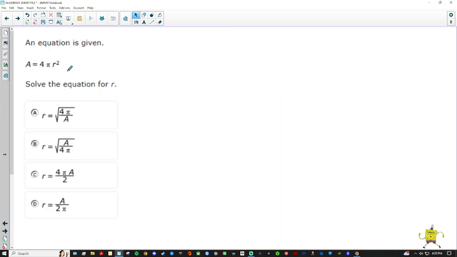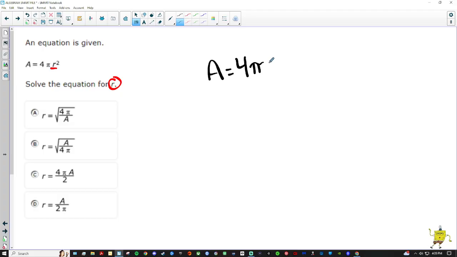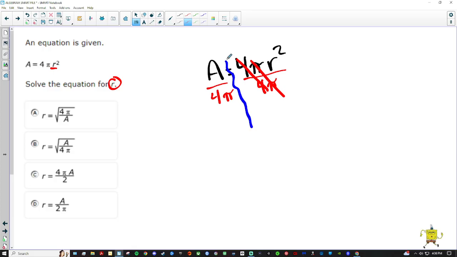Okay, same thing. An equation is given. Now we need to solve for r. So we need to get this r all by itself. A equals 4 pi r squared. Waterfall. Now these are all being multiplied. So if I want to get rid of the 4 pi, this needs to move. It's being multiplied, so I can just divide 4 pi on both sides. The 4's cancel, the pi's cancel, and I'm left with r squared. So I have a over 4 pi equals r squared.